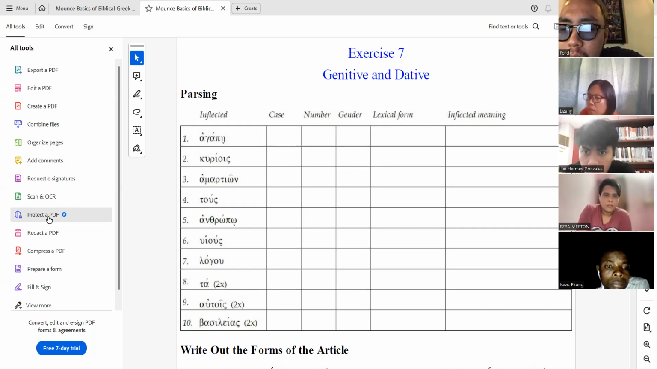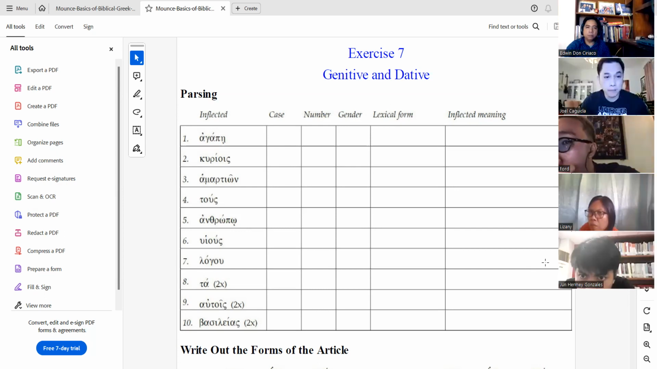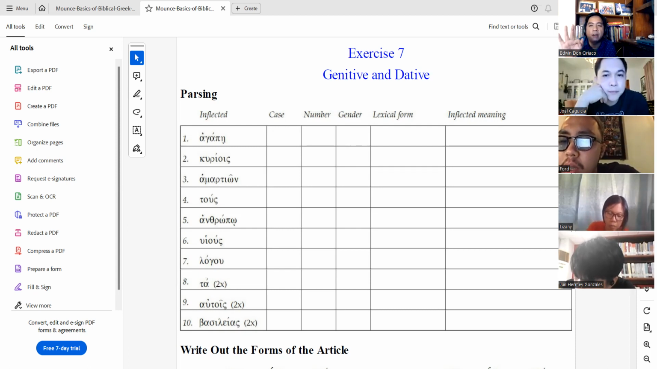Okay, so, Joel, can you begin? Agape. Agape. Case, dative. Dative, yes. Number singular. Okay. Gender feminine. Lexical form agape. Okay. Inflected meaning to allow. To love, in love, or with love. With love. Okay. Thank you.